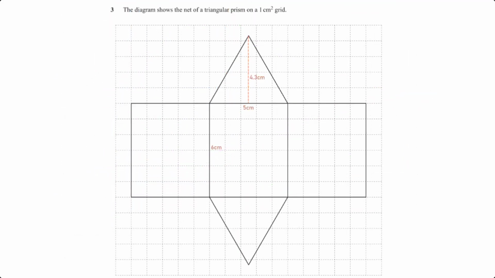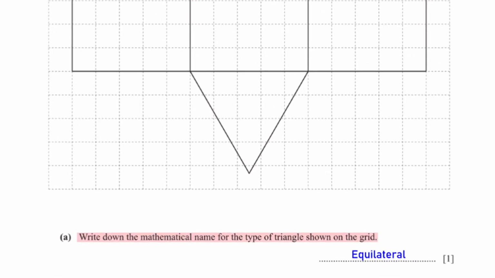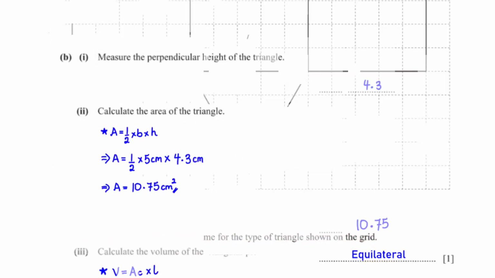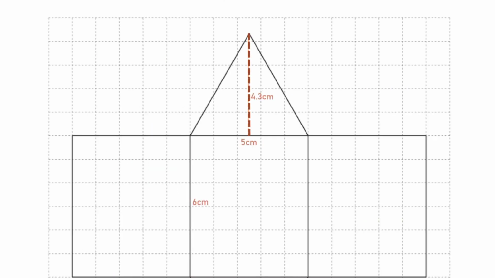The diagram shows the net of a triangular prism on a 1 cm square grid. Write down the mathematical name for the type of triangle shown on the grid. All the 3 sides of the triangles are equal, and so they are equilateral triangles. Measure the perpendicular height of the triangle. On the grid, when we measure the perpendicular height of the triangle, we get 4.3 centimeters.